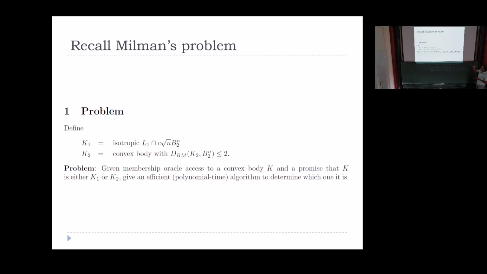Okay, so let's go back to Milman's problem. So he makes it isotropic and scales it so that it's intersected with a suitable multiple of B, the unit Euclidean ball. And then the other body is something close in Banach-Mazur distance to the unit Euclidean ball, and you want to tell them apart.